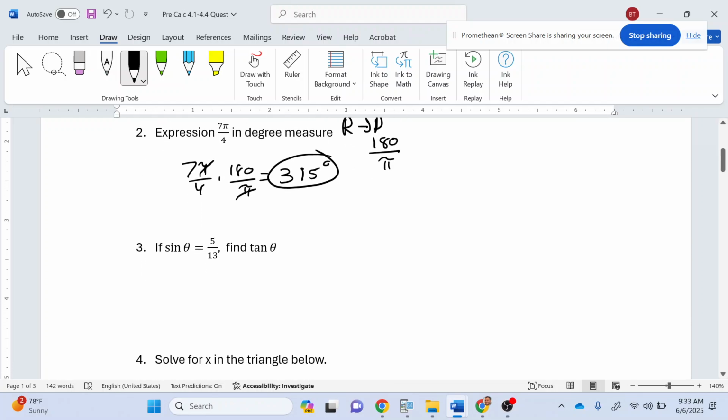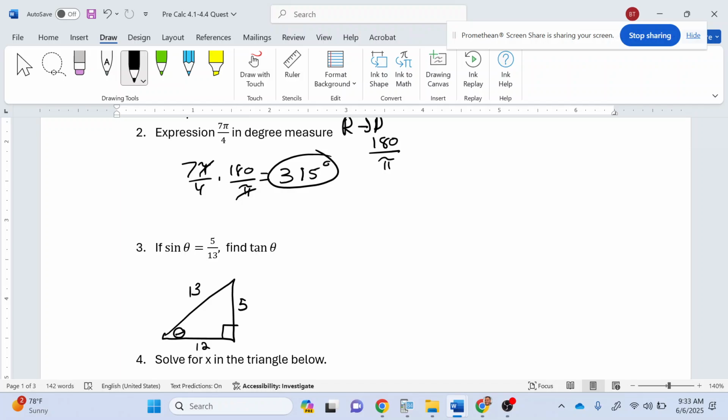All right. Next one. If sine is 5 over 13, find tangent. So, in some mystery right triangle with some mystery angle, I know from SOHCAHTOA the opposite and the hypotenuse. The opposite should be 5, and the hypotenuse should be 13. I would like to know the adjacent. This is 12. It's a Pythagorean triple.